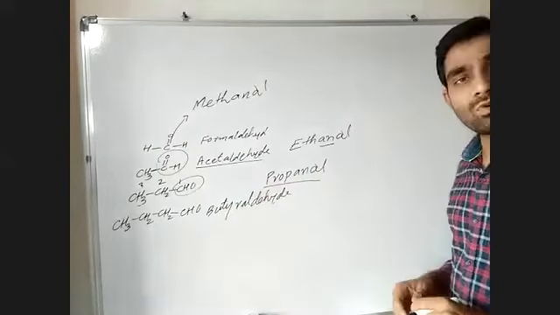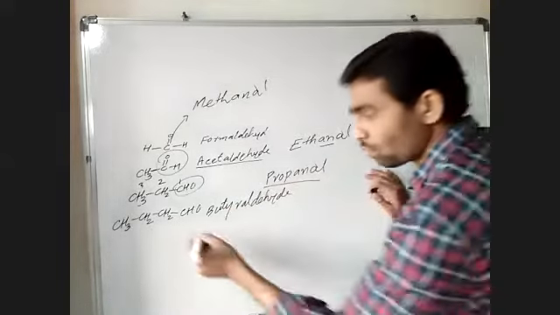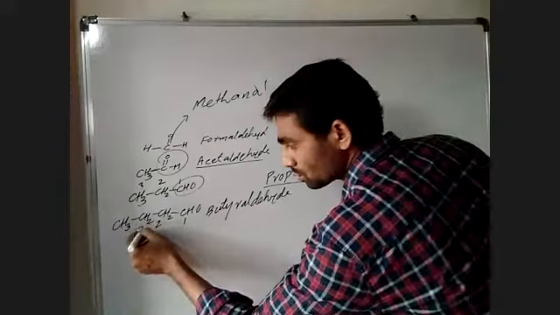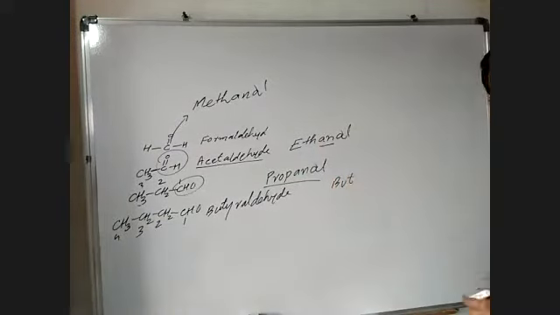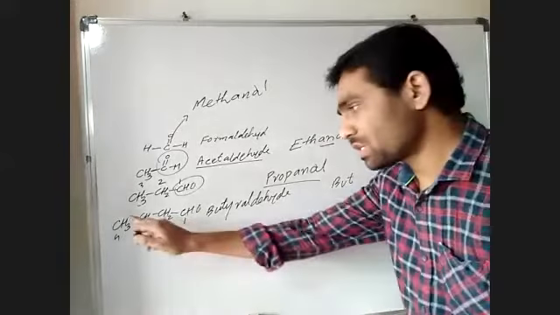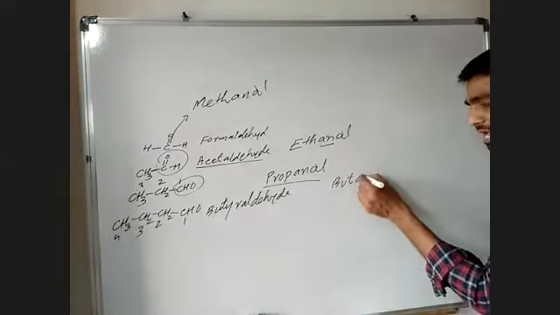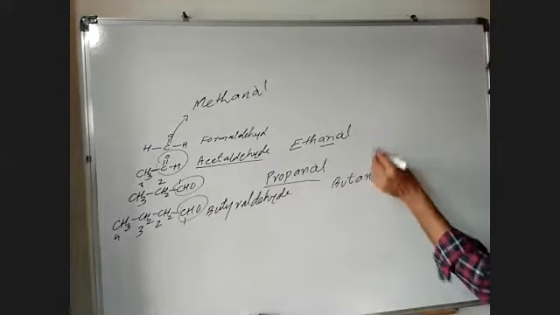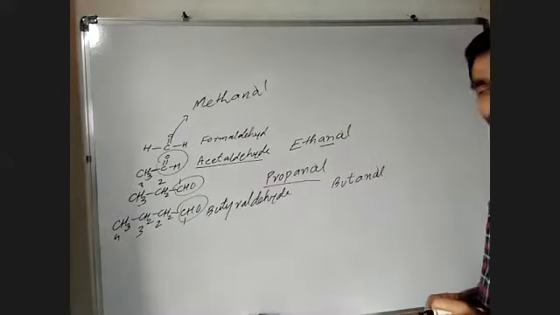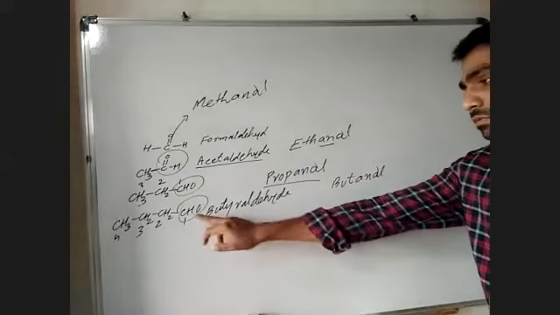Butyraldehyde is this one. But means 4 carbon. So 1, 2, 3, and I can write but. There is a single bond, so I can add ane, and there is a functional group, so I can add al, butanal.